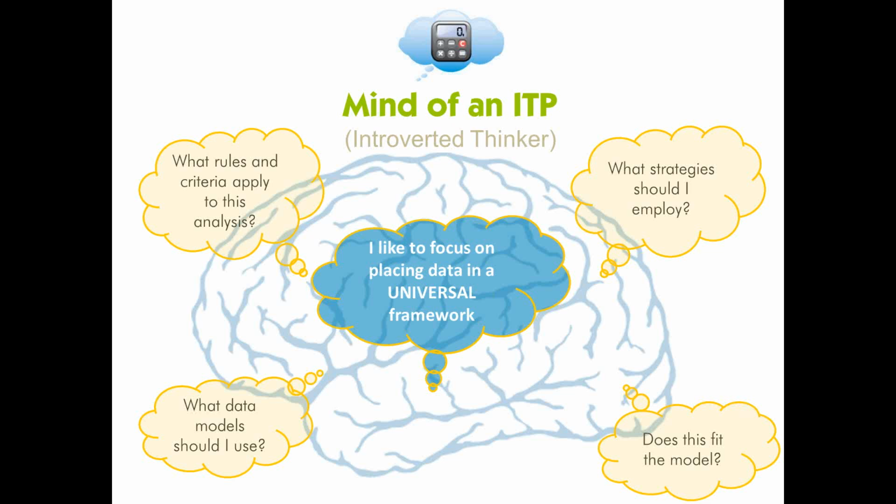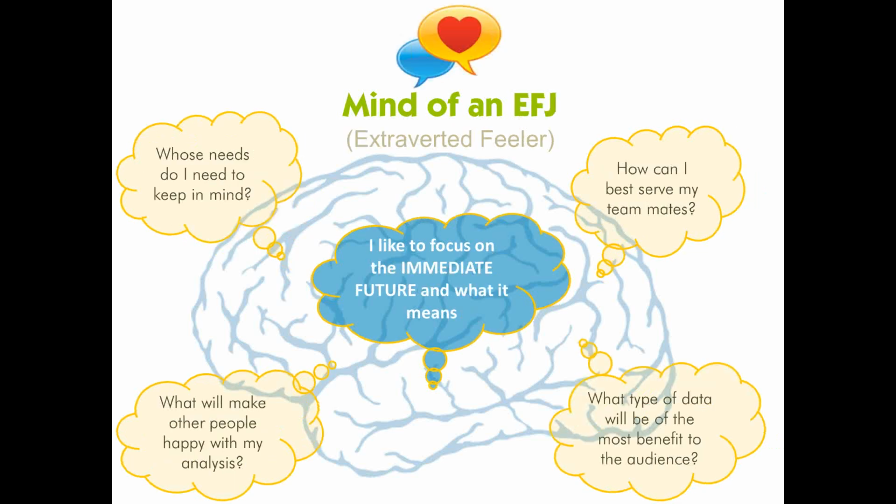And as we move into feelers, from a thinking perspective, another way that you might want to take a look at it is that the thinkers tend to look at things quantitatively, whereas the feelers tend to look at things qualitatively. So different kinds of data sets resonate for both groups. From an extroverted feeler perspective, they like to focus on the immediate future and what it means.